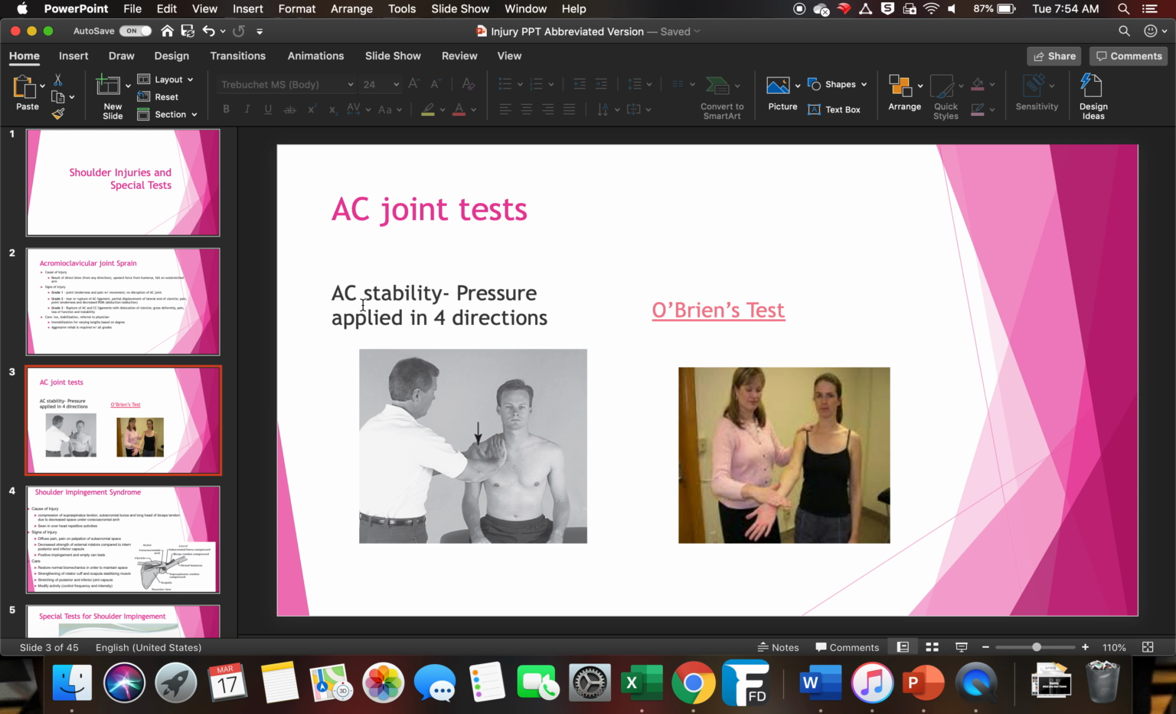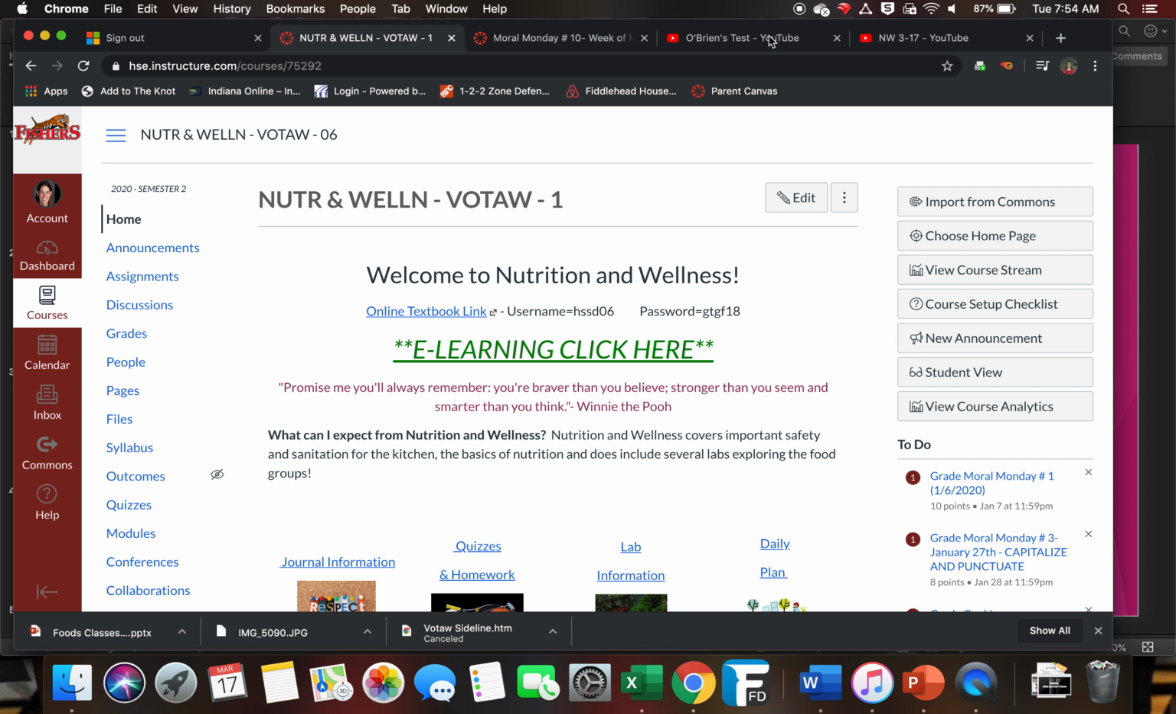So there's 4 tests you would do. You can see in this one, the AC stability test. He's just going to apply pressure from the front, from the back, and from both sides. And then the O'Brien's test, we will watch right here.